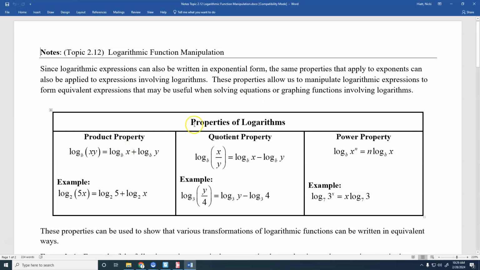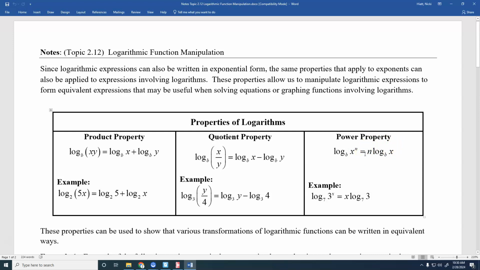Okay? The quotient property is similar, except you're going to use subtraction whenever you have two things that are divided on the inside. And then the last property is the power property. The power property tells us that if we have an exponent right here, it can be pulled out as a coefficient. I do want to show you this.